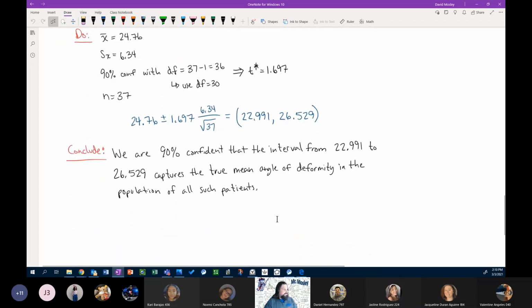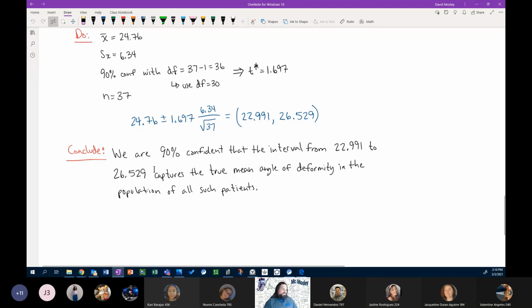That allows us to now make our conclusion statement. We are 90% confident that the interval from 22.991 to 26.529 degrees, I should have put the word degrees in there, captures the true mean angle of deformity in the population of all such patients.